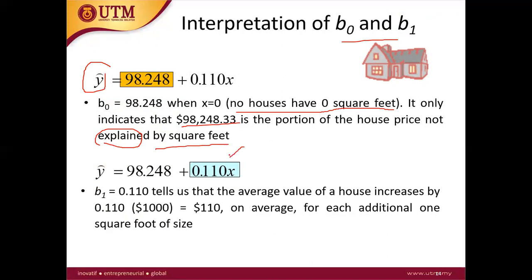Second, we refer to the slope value. The 0.110 slope value tells us that the average value of a house is increased by 0.110 times $1,000. So you get $110 on average for each additional 1 square foot of size. This is the meaning of the slope value that influences the result.